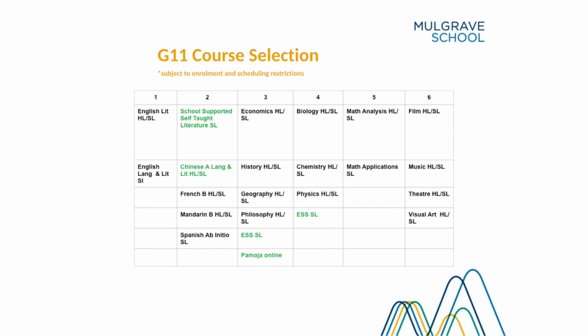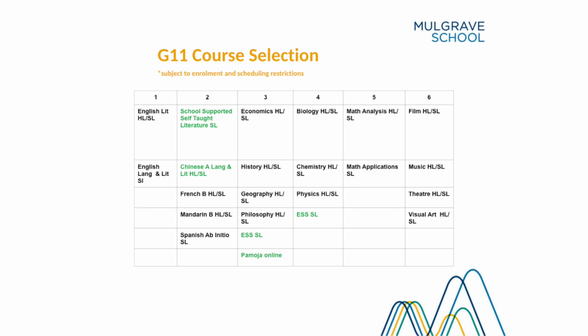language. In math, we have math analysis, higher level and standard level, and we are only offering the math applications at the standard level. For recommendation as to the appropriate math level, students will need to have a conversation with the math teacher. In Group 6, we have the 4 different options which follow on from the courses in Grade 10. So film, music, theatre and visual art, all at the higher level and the standard level.